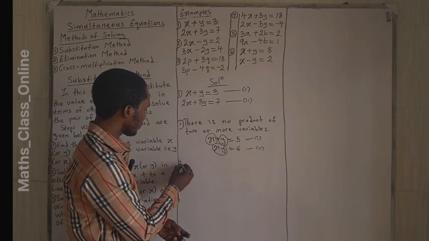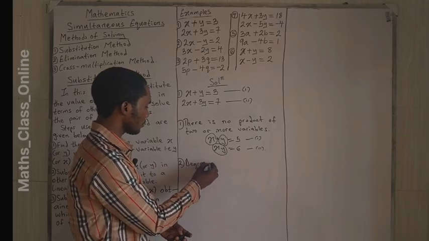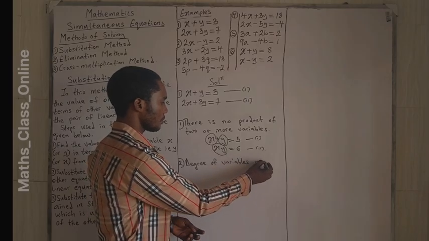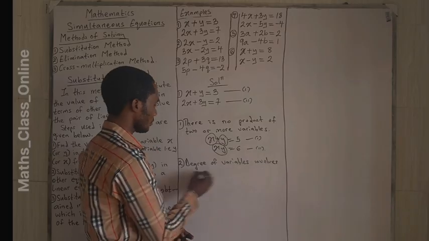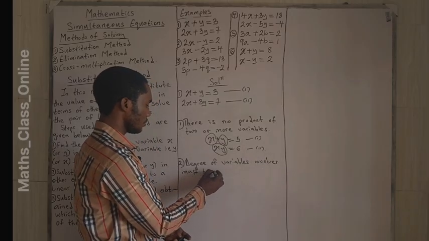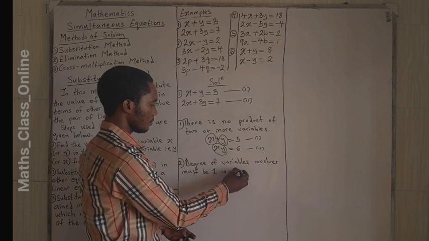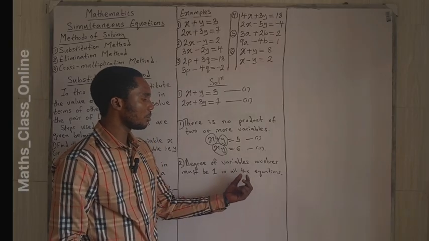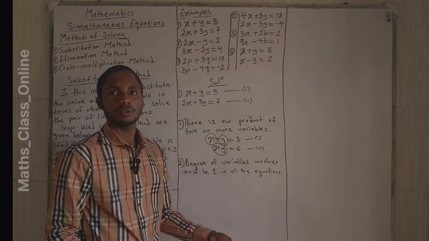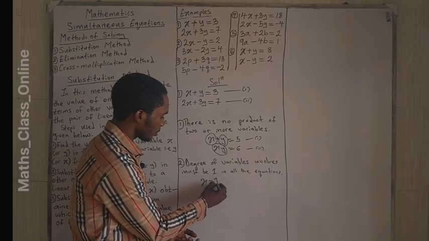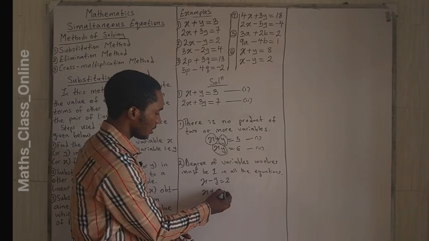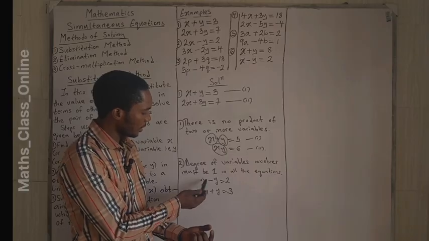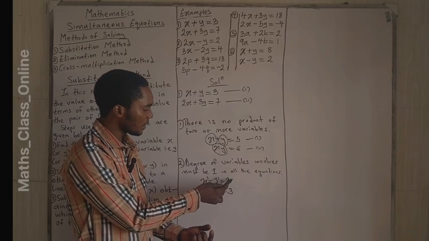Another thing is the degree of the variables involved must be 1 in all the equations. What do we mean? We have x minus y equals 2, x plus y equals 3. The variables involved here are x and y. The degree of x here is 1. The degree of y here is 1. This means this is linear.